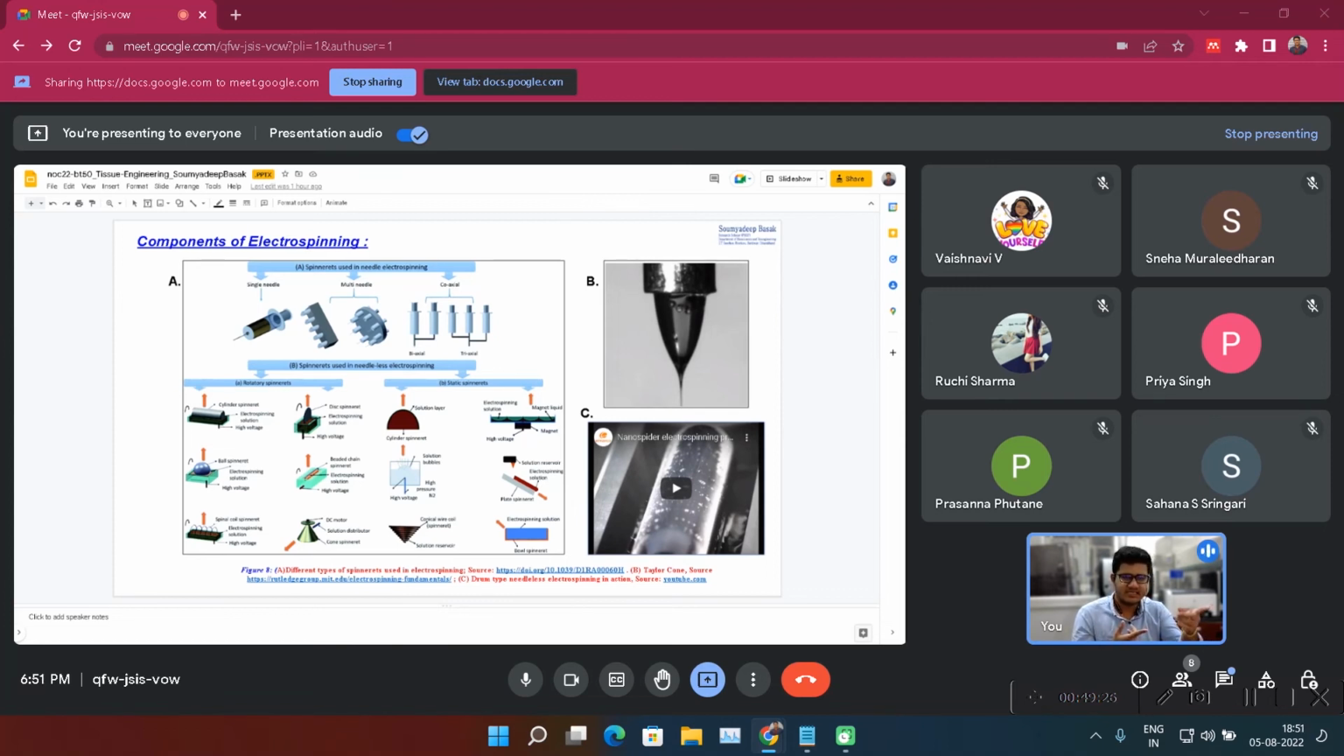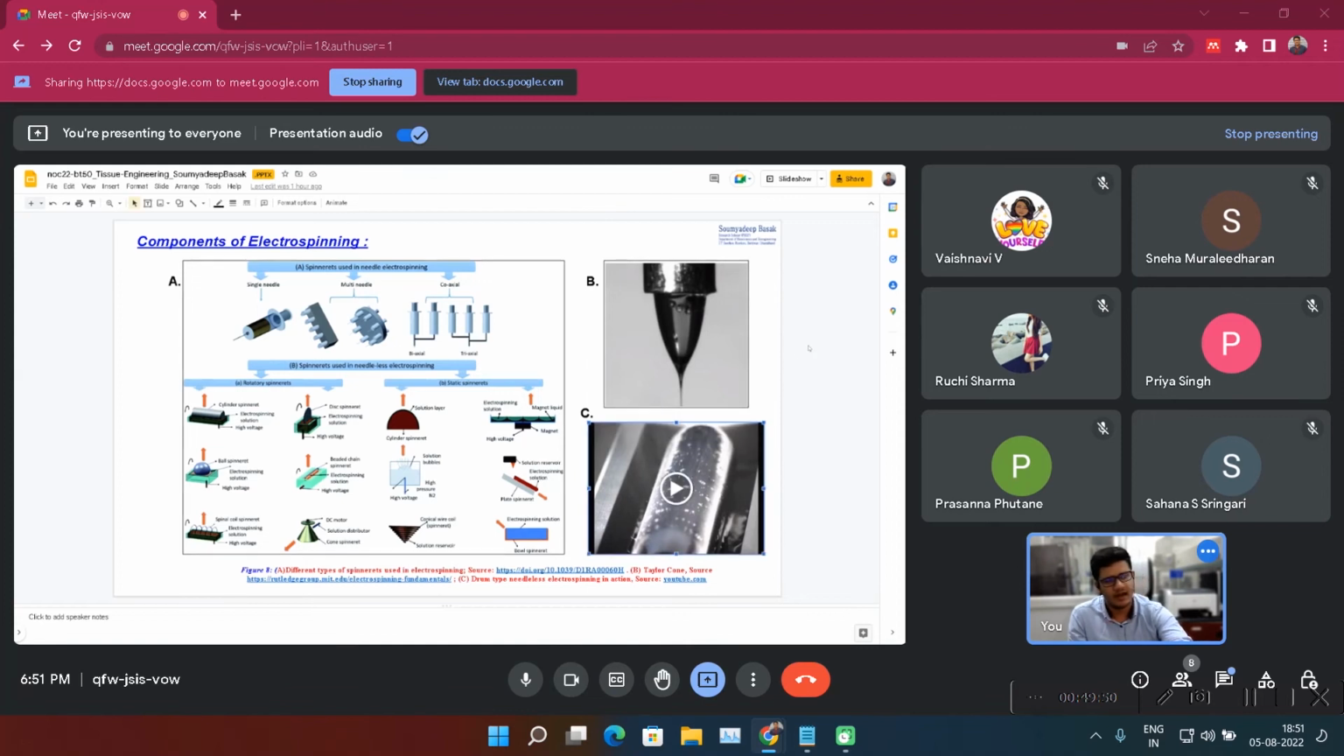Another thing is you can see how large an amount of fibers is being spun out at the same time. So these needleless systems are being used currently to make a large amount of fibers in a very short time. So needleless systems are being investigated for bulk production of electrospun fibers.